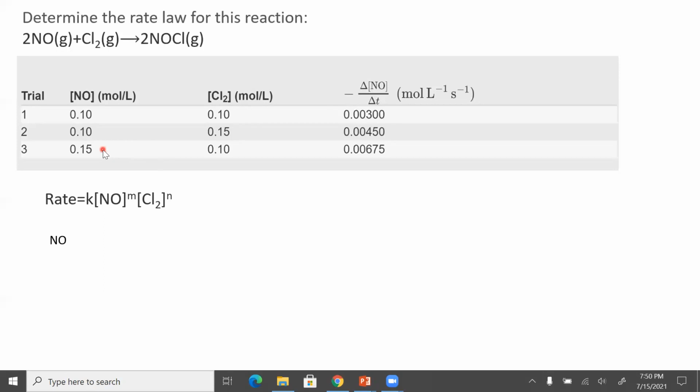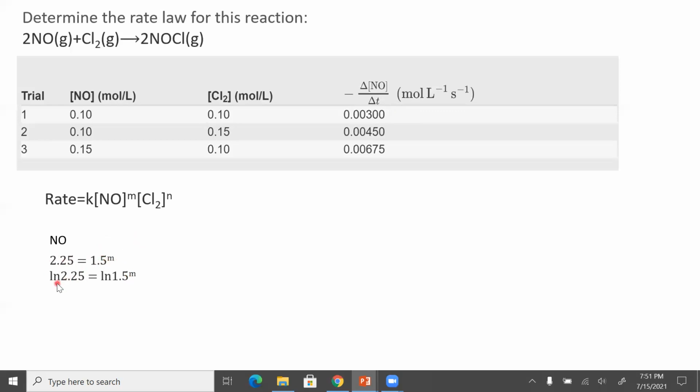When we look at our concentration, we're going to put the bigger one first. So 0.15 to 0.10. And our rate is going to be 0.00675 divided by 0.00300. Now, when we do that, it's kind of hard to figure out what M is this time. A little bit harder than what we did in the first 2 examples. So this is what we're going to do to solve for M, to find out what order nitrogen monoxide is when it's harder to determine.